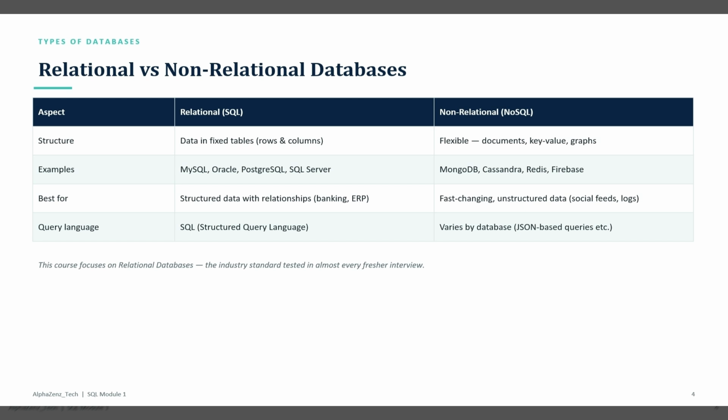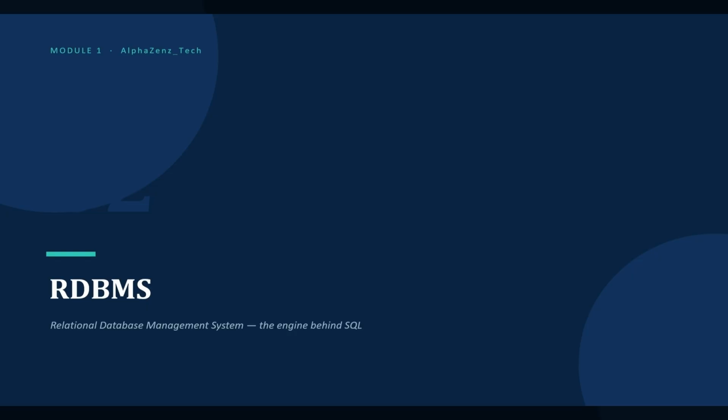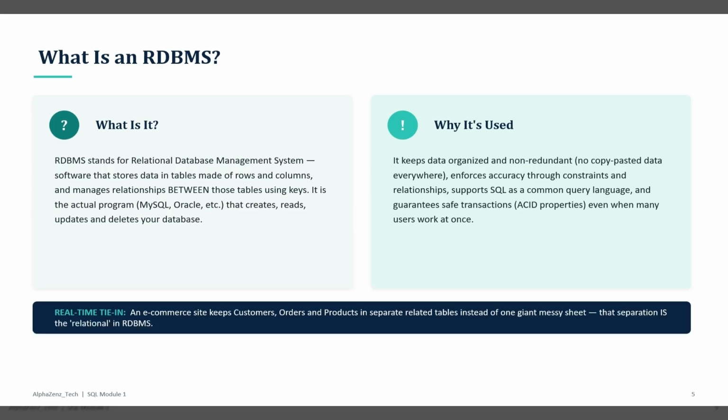Non-relational databases are more flexible. Documents, key-value pairs, graphs. Examples are MongoDB, Cassandra, Redis, Firebase. These are great for fast-changing, unstructured data like social media feeds or logs. In this course, we are focused entirely on relational databases because that's the industry standard, and it's what gets tested in almost every fresher interview.